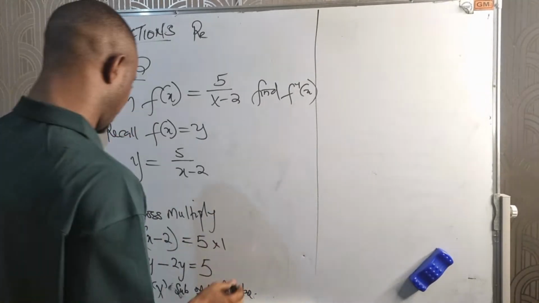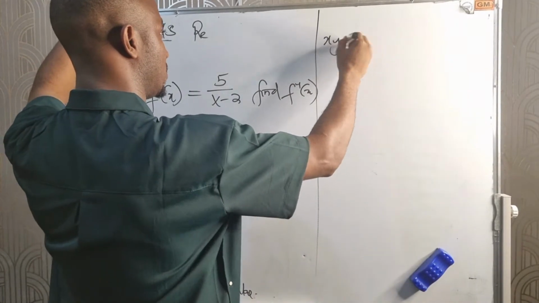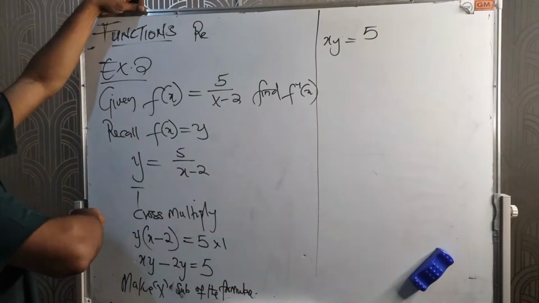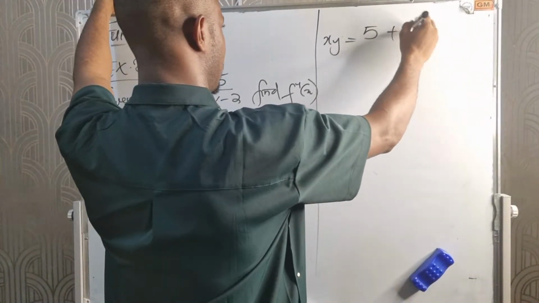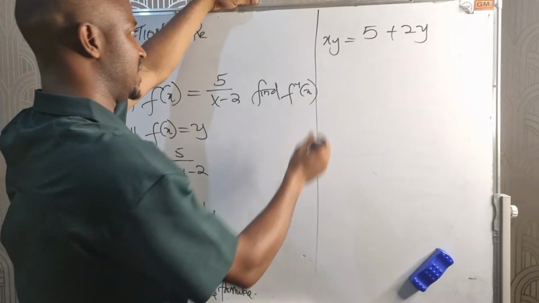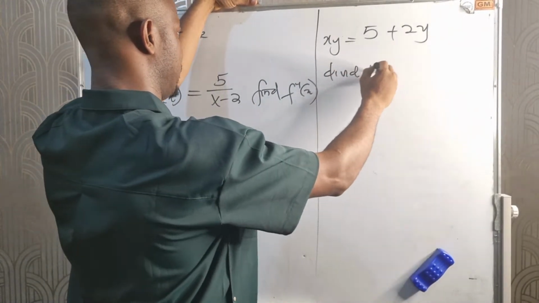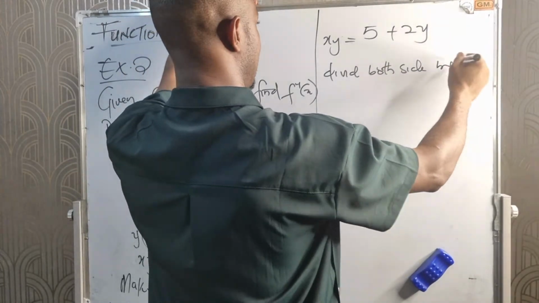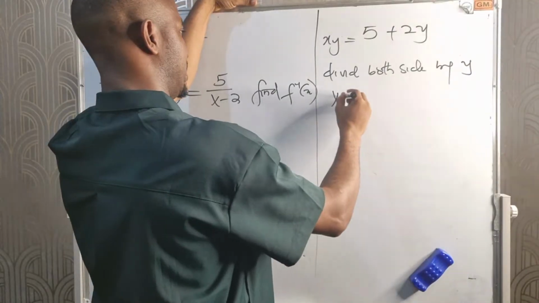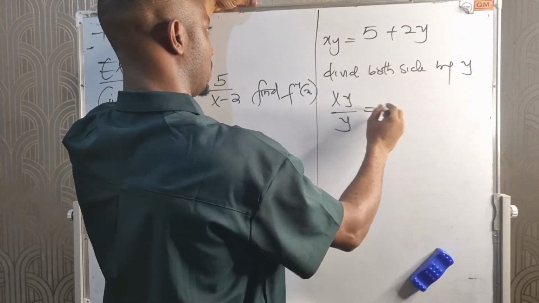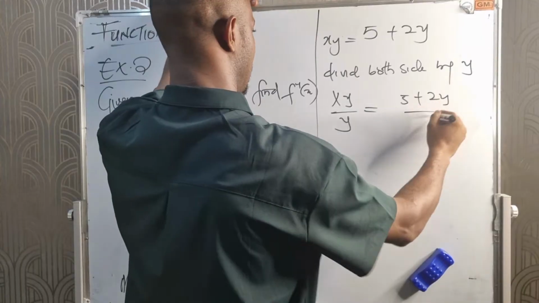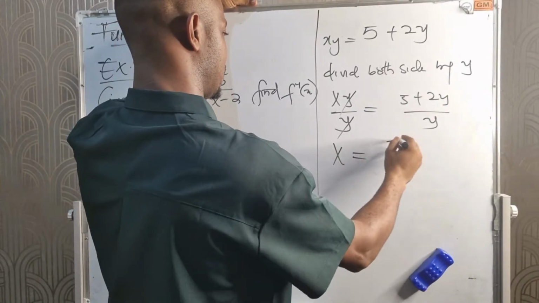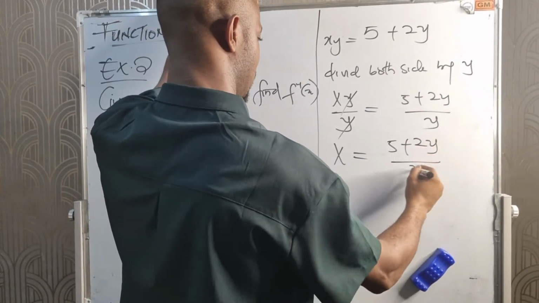So that will give us xy equals 5, and when we move minus 2y to the other side, it becomes plus 2y. So the next is to divide both sides by y. I'm going to have xy over y equals 5 plus 2y over y. Y can go with y here, so we have x equals 5 plus 2y over y.